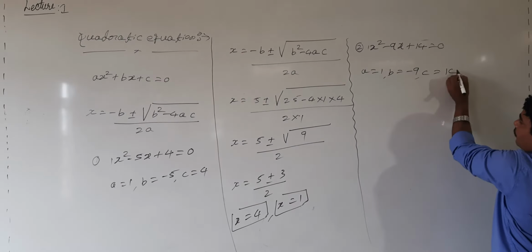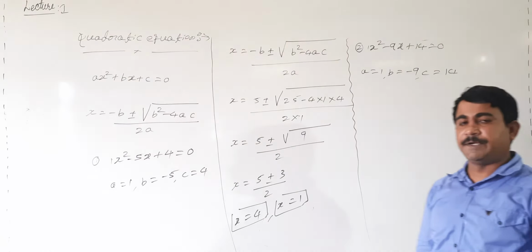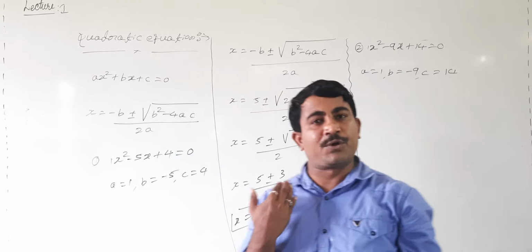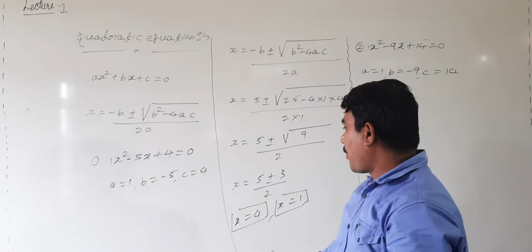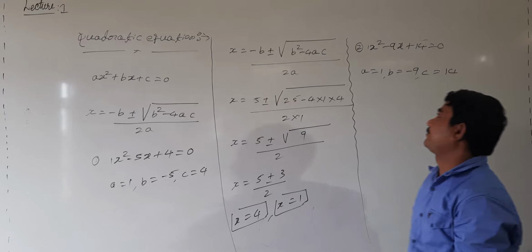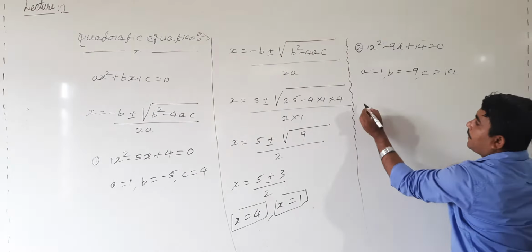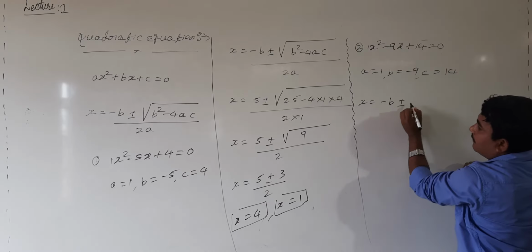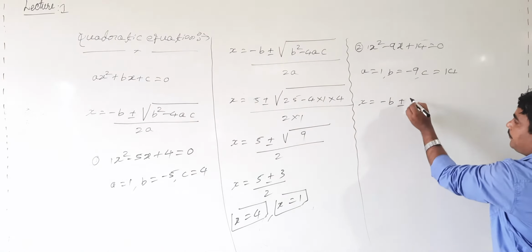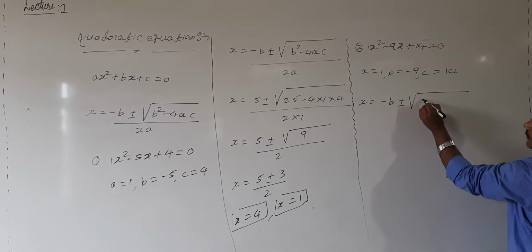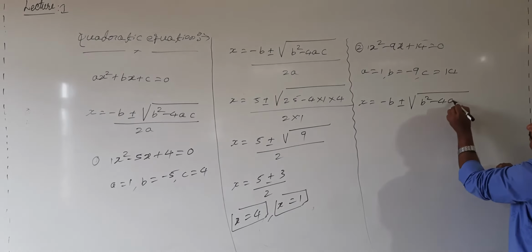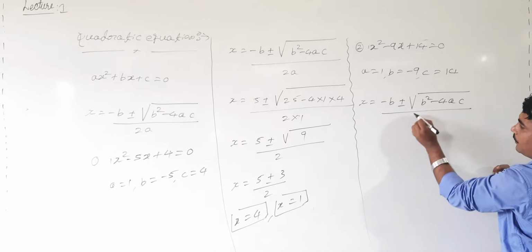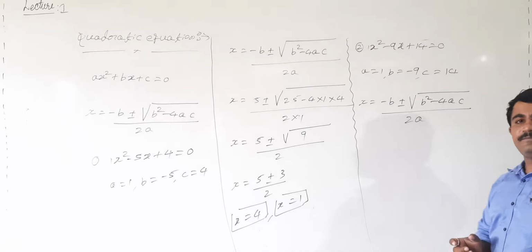C equal to 15. Right? How to form the solution of quadratic equation? Quadratic equations are this one. Again, let us form this one. x equal to minus b plus or minus under root of b square minus 4ac, whole divided by 2a.